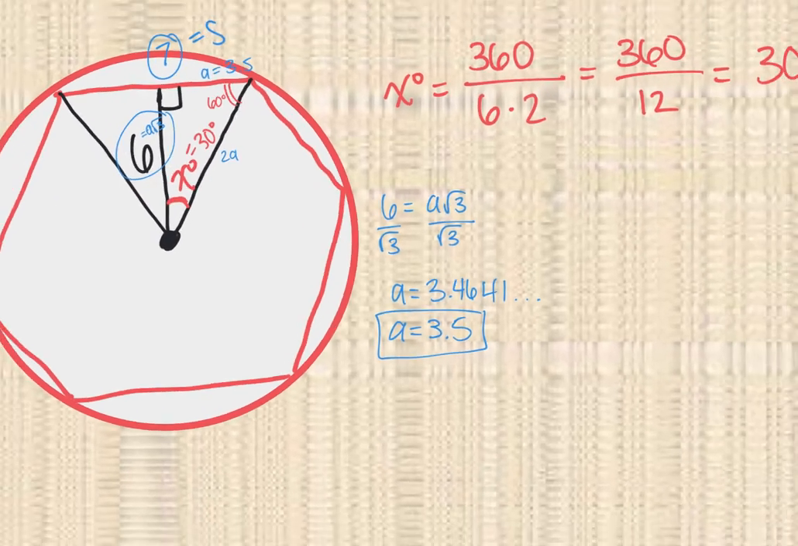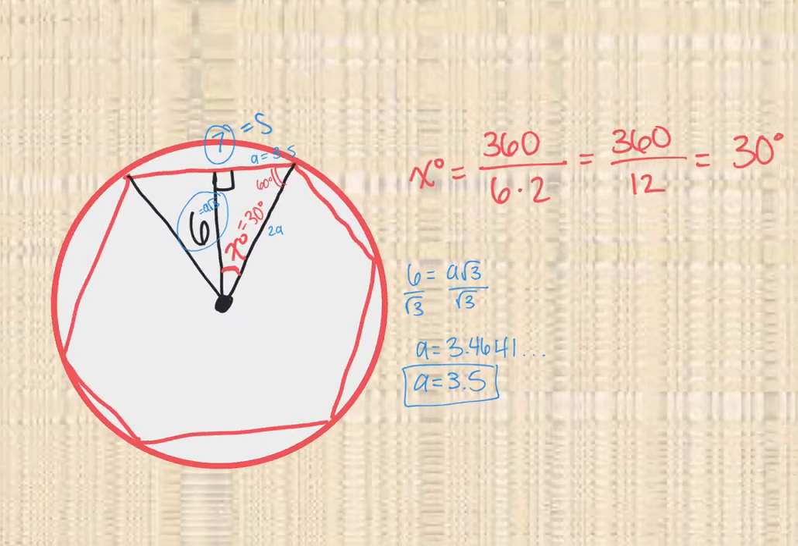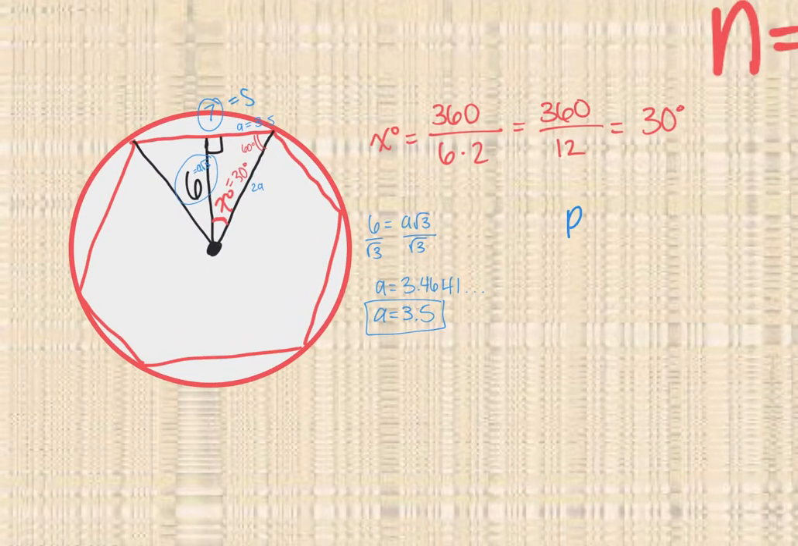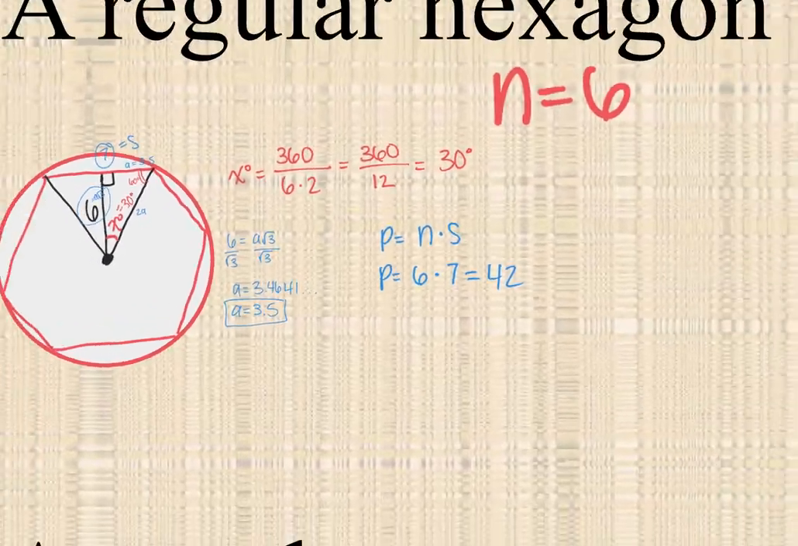Okay? Now, if the side length is 7, let's go ahead and find our perimeter of the figure. So remember, perimeter is going to be the number of sides times the side length. How many sides does this figure have? 6. And what was each side length? 7. So you take 6 times 7 and you get 42. So our perimeter is 42.